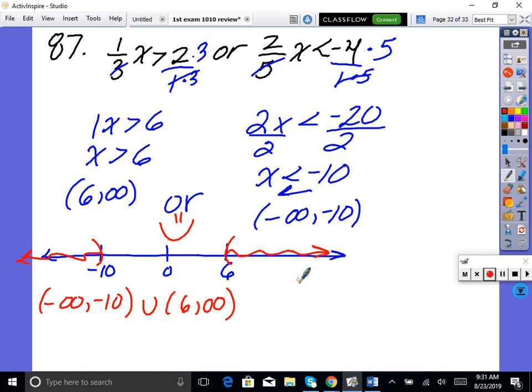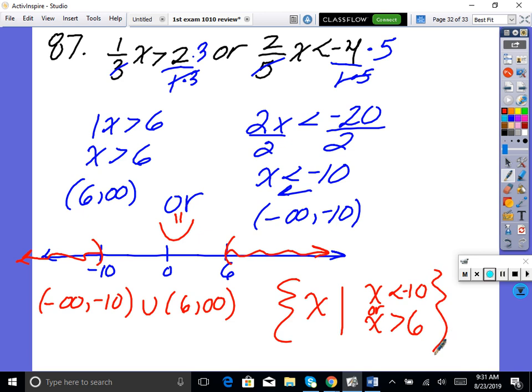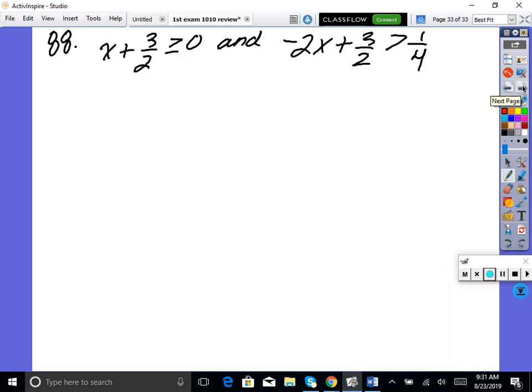Our domain, or I mean our set notation, set for x such that x is less than negative 10 or x is greater than 6. There's your set notation. All right, truly our last example is this.